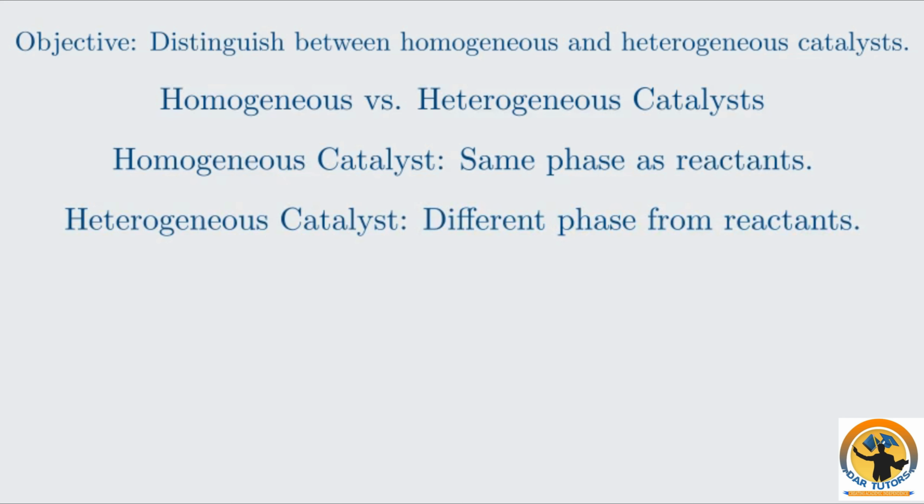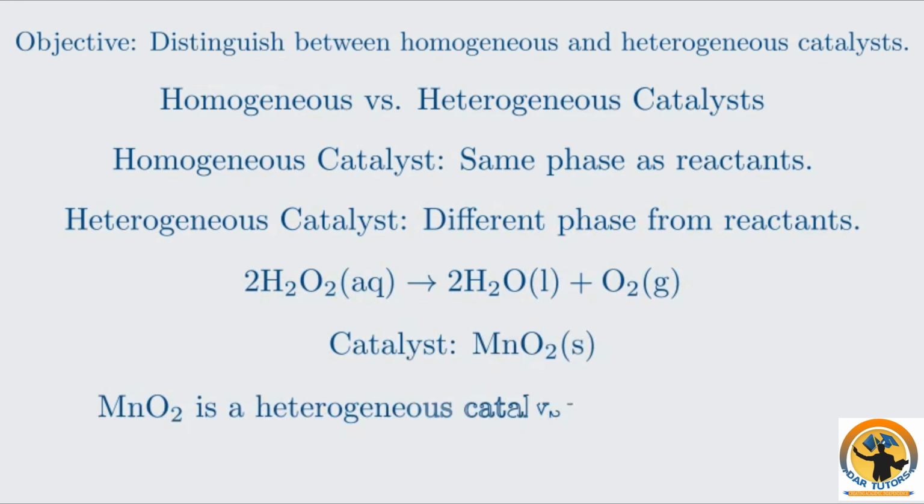A practical example is the decomposition of hydrogen peroxide, H2O2, into water and oxygen. The aqueous hydrogen peroxide is a liquid, but the catalyst, solid manganese IV oxide, is a solid. This is a heterogeneous catalyst. The reaction takes place at the surface of the manganese IV oxide. After the reaction, because the catalyst is in a different phase, it's easy to separate. You can simply filter it off and reuse it.